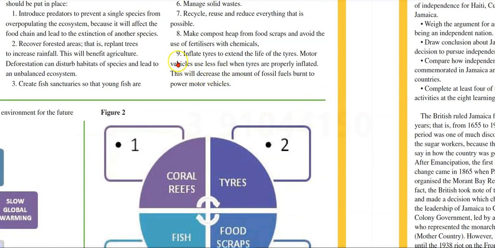Next one. 9, inflate tires to extend the life of the tires. Motor vehicles use less fuel when the tires are properly inflated. So all of us who ride bicycles will know that when you're trying to ride a bicycle, you want to make sure that the tire is properly inflated, because if the tire is soft, it takes a much longer time to get to where you're going because you have to go slower, right? And you have to use more energy, okay? So this will decrease the amount of fossil fuels burnt to power motor vehicles.